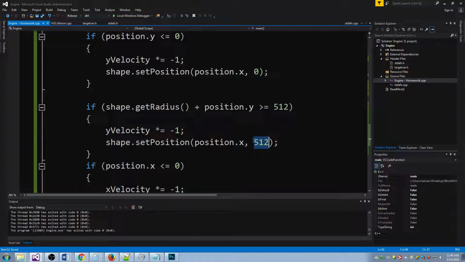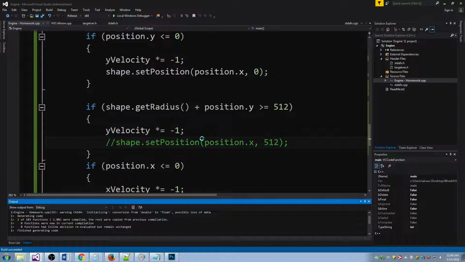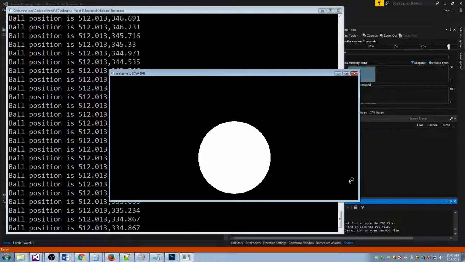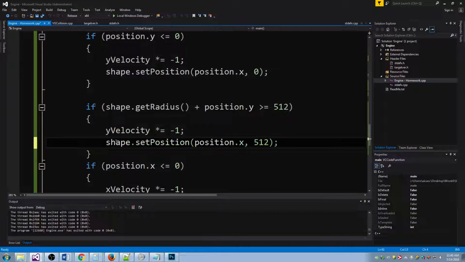We're also teleporting him to be 512. This needs to account for that too. Well, let me just do this first without doing that, and I'll show you what actually happens. So watch what happens with the ball now. Bounce. The very bottom of the edge gets hit. How do we get this in properly?